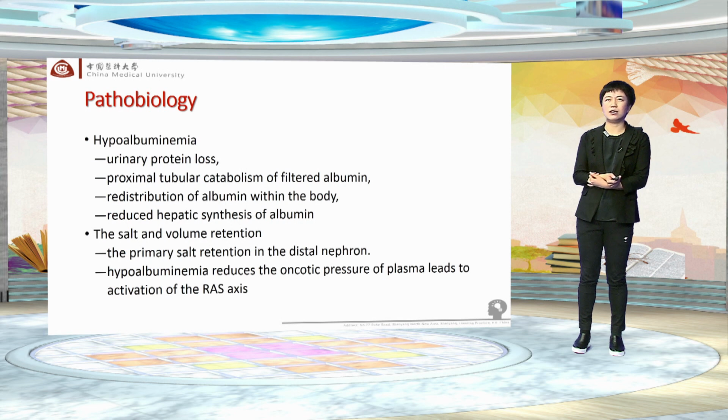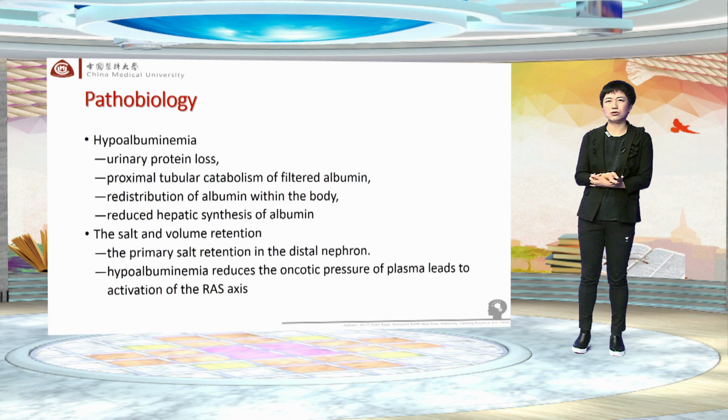Hypoalbuminemia, which is largely a consequence of urinary protein loss, also may be due to proximal tubular catabolism of filtered albumin, the redistribution of albumin within the body, and reduced hepatic synthesis of albumin. As a result, the relationship among urinary protein loss, the level of the serum albumin, and other secondary consequences of heavy albuminuria is inexact. The salt and volume retention may occur through at least two different major mechanisms.